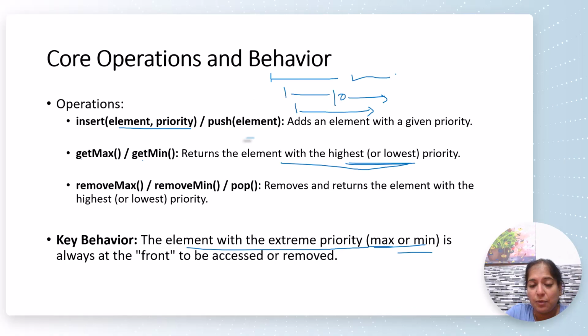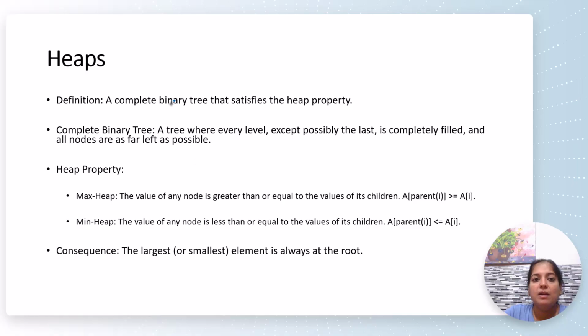Implementing a priority queue can be best done with the help of heaps. Now, what is a heap? A heap is a complete binary tree which satisfies the heap property. We use two terms here: one is the complete binary tree and one is the heap property. Okay, a complete binary tree.